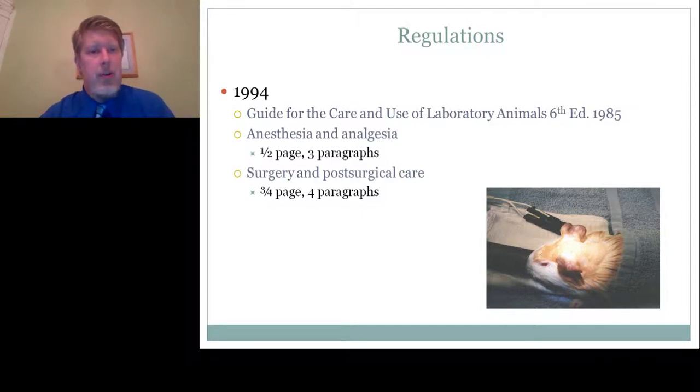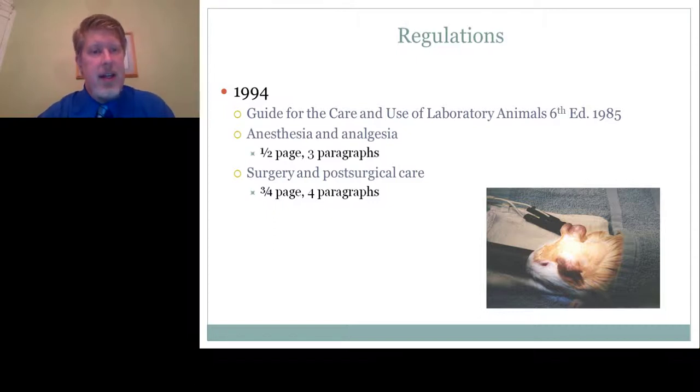Speaking just about surgery, 25 years ago, there was half a page that talked about the regulations covering anesthesia and analgesia. And just to clarify for those of you, for instance, who are in IACUC or QA, regulations is a little bit of a misnomer. The guide applies in specific situations, but it has become, if you will, the voluntary document that we follow as part of the true regulation, which is the Animal Welfare Act.